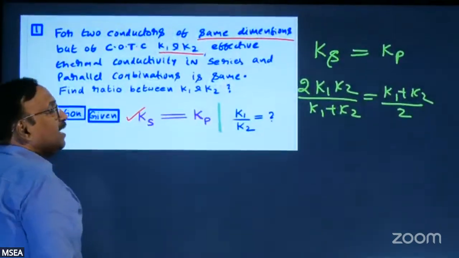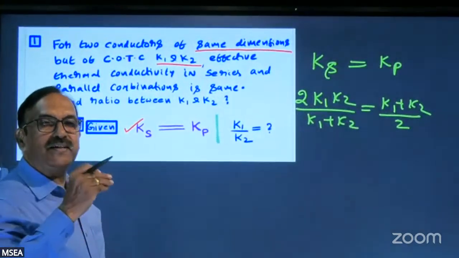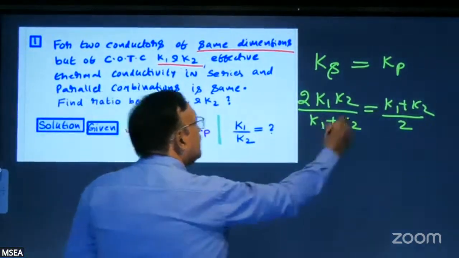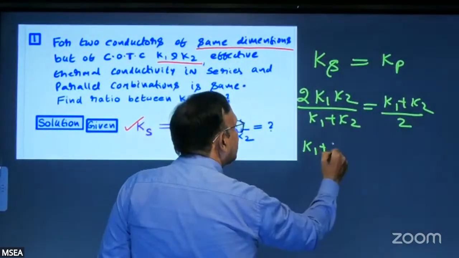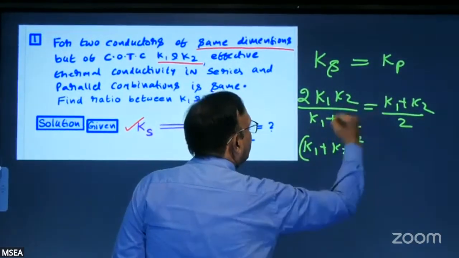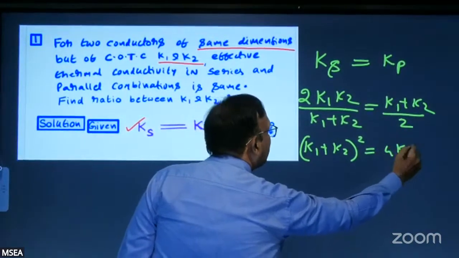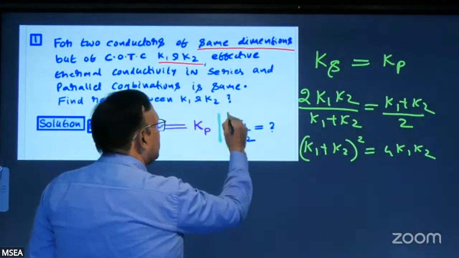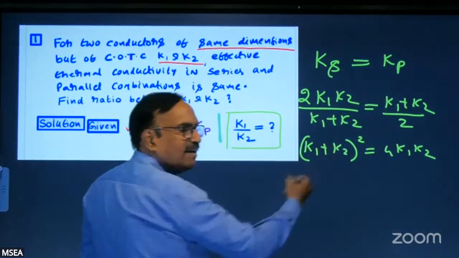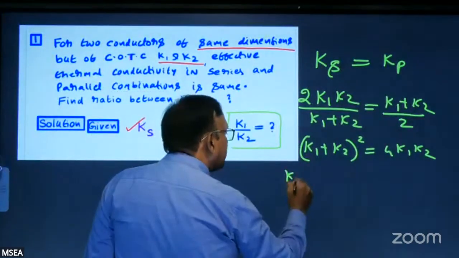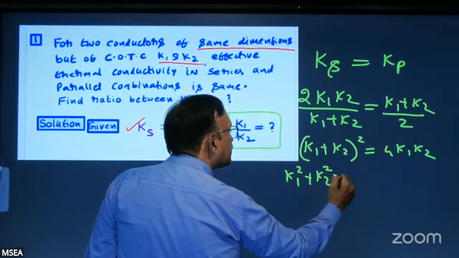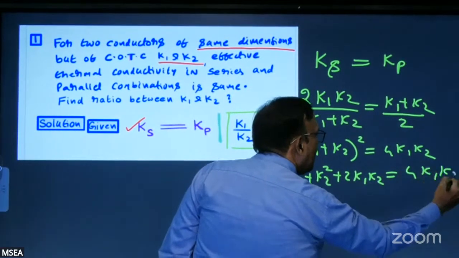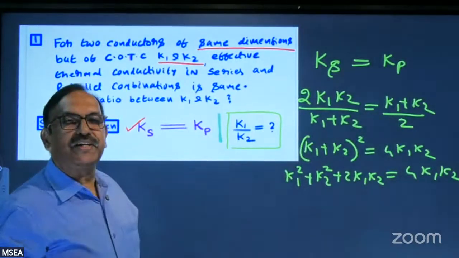Now the thing is 100% school algebra, and we need to do it. If you do cross multiplication, it comes out to be (K1 plus K2) whole square is equal to 4K1K2. But we want to know what K1 by K2 is. This is (a plus b) whole square, which as everyone knows comes out to be K1 square plus K2 square plus 2K1K2 is equal to 4K1K2. How do you solve any quadratic equation in general?